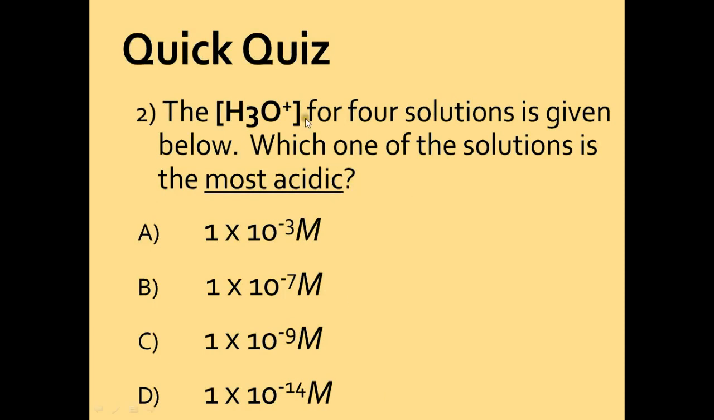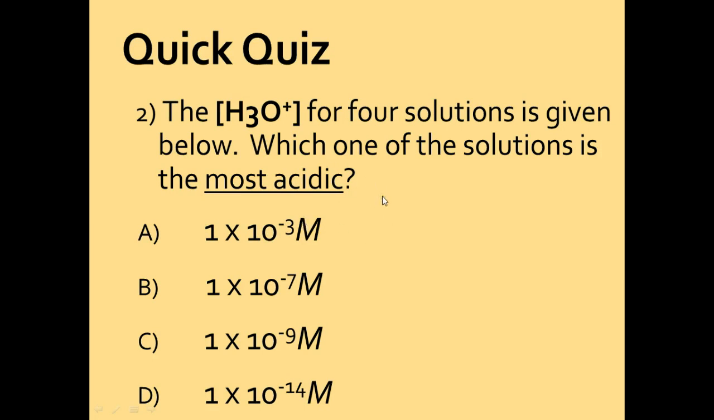The H3O concentration for the 4 solutions is given below. Which of the following solutions is the most acidic? Here, we can easily convert to pH because we have the simple form. Remember, when it's in the simple form, or 1 times 10 to the blank exponent, we just take the absolute value of the exponent and we get the pH.